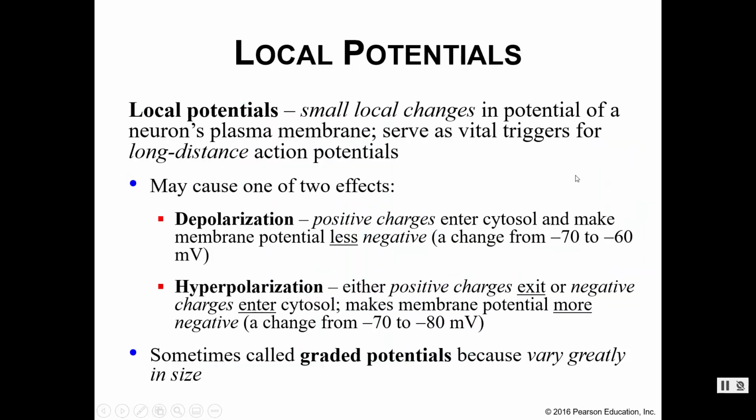So, local potentials. We said that these are small local changes in a neuron's plasma membrane. These serve as triggers for legitimate action potentials. Here's a giant difference that you are going to want to make note of. Circle it, highlight it, star it, something. Make yourself a flashcard. Local potentials, we have two kinds.